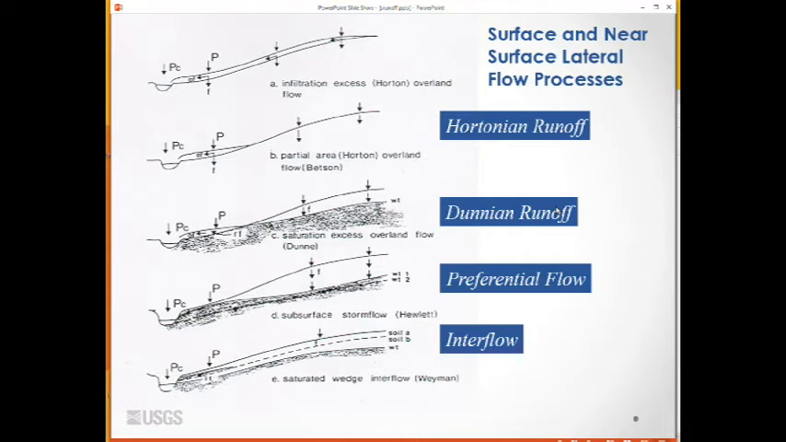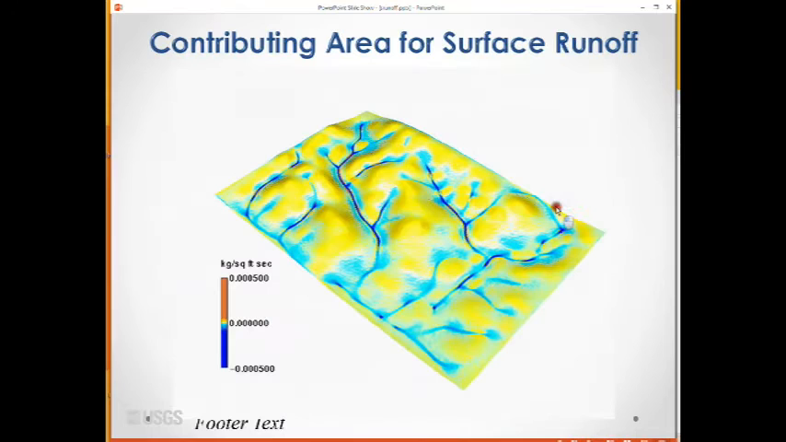The fifth curve illustrates water that has infiltrated the soil and moves laterally downslope based on soil characteristics and gravity. This type of flow is termed interflow in PRMS. Dunnian, preferential flow, and interflow are computed in the soil zone module that is described in another training video.